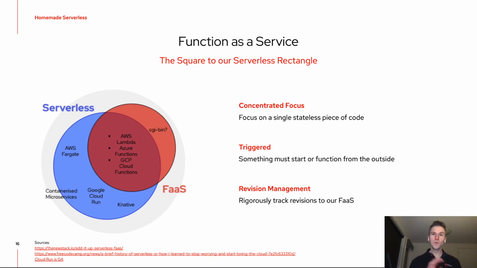Now, where the two of these things overlap, this is where I would argue our friends Lambda and Azure Functions and Cloud Functions all live, in the overlap between serverless and function as a service. Perhaps you can have function as a service without serverless, and you can certainly have serverless without function as a service. In fact, Google's Cloud Run and AWS's Fargate are examples of this.